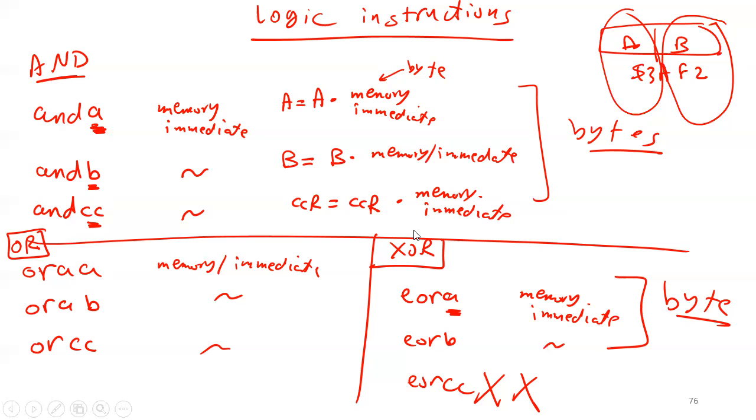Now I want to explain XOR. For XOR, it's the same instructions, but you don't have the last one. So for XOR, we have only two instructions. You can say XOR A with memory or immediate value, or XOR B. That's all we have. Is that okay? Any questions?